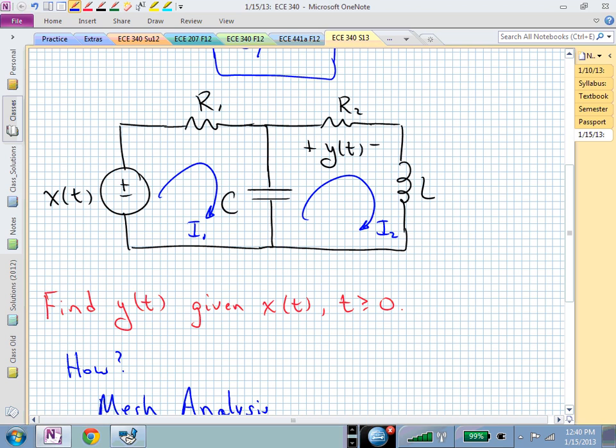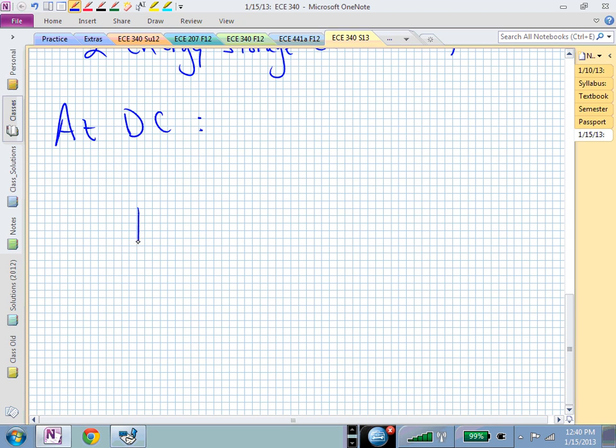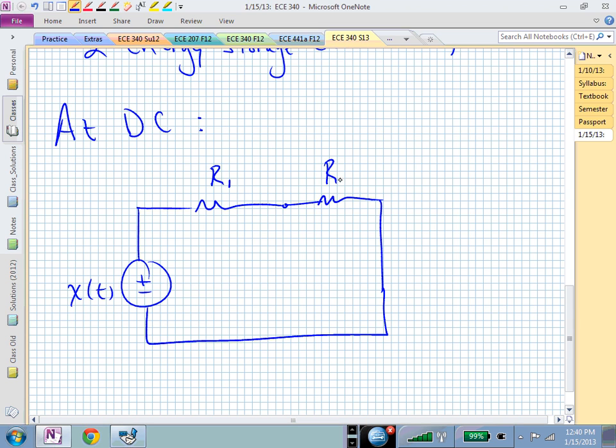This is 1 over sC, the capacitor. You make s go to 0, that's going to infinity. This now opens up, and that's not there. You could effectively erase it. So at low frequencies, or at DC, at the extreme, your circuit now looks something like this. Here is X, here's R1, here is R2, and this is Y.